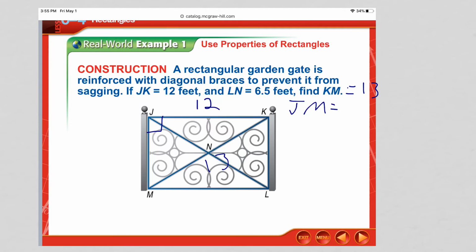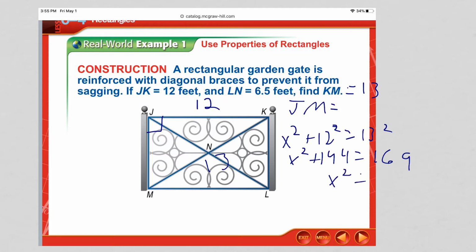So 13 is now my c, so to find JM, we'll do x squared plus 12 squared equals 13 squared, which then of course I square both of these and then have to subtract the 144. To conserve space, just know I subtracted 144, so that would give me 25. Then I square root the 25, which would tell me that the length of JM is 5. So just in case that comes up in your work.